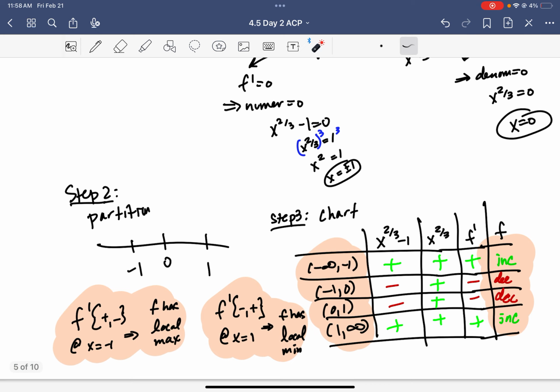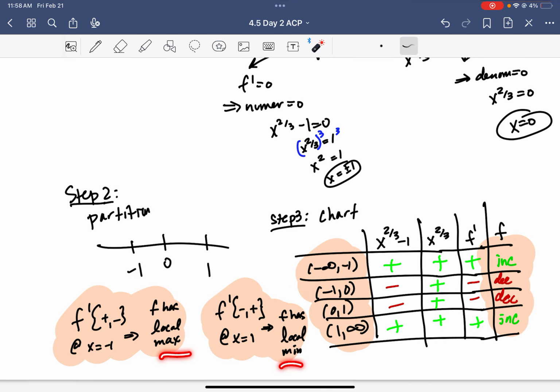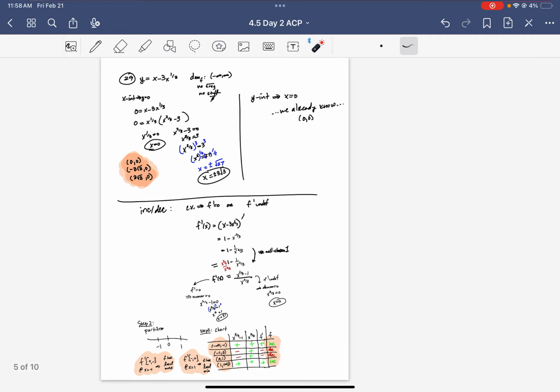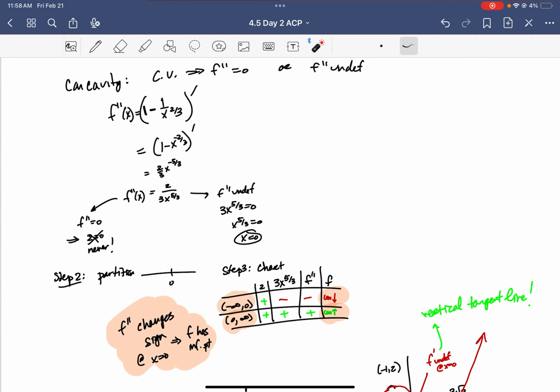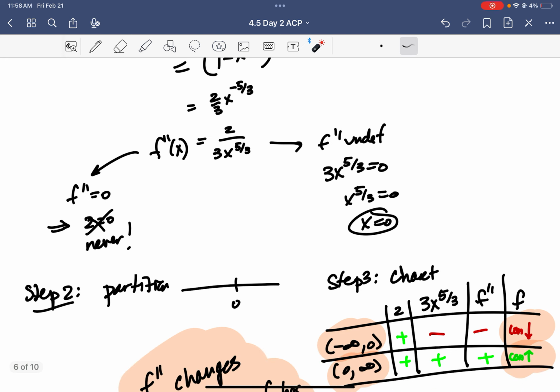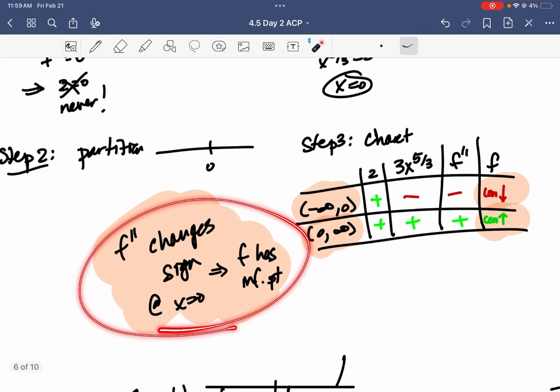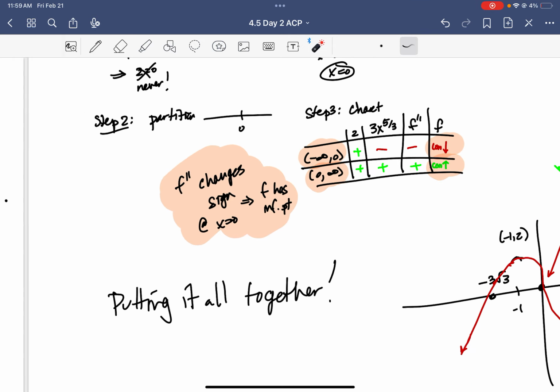When you chart it, looks like that. And notice we have some sign changes. So we have a local max and a local min. Concavity. I went back to the other version because it's easier. And when you take the derivative, you end up getting this. So we get, where's the numerator equal to 0? Well, never. Where's the denominator equal to 0? We get 0. So we really only have 1 point, and that turns out to be an inflection point, right?